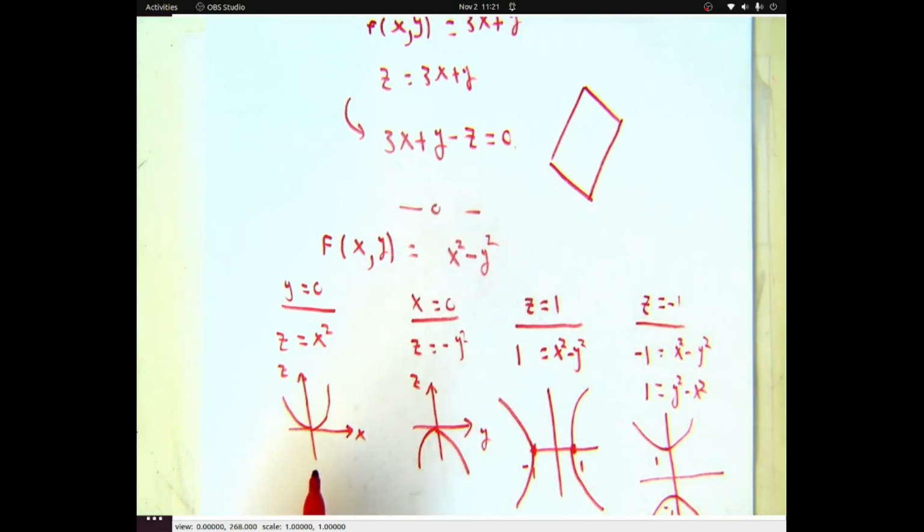Looked at from one way, it looks like an upward opening parabola. Look at it another way, it looks like a downward opening parabola. Looked at in a parallel plane to the xy plane above, it looks like hyperbolas that go this way. And then down below, it looks like hyperbolas that look like that. They go vertically instead of horizontally.